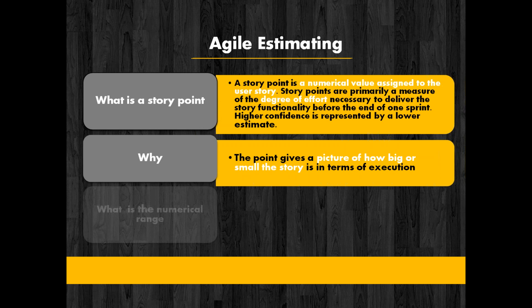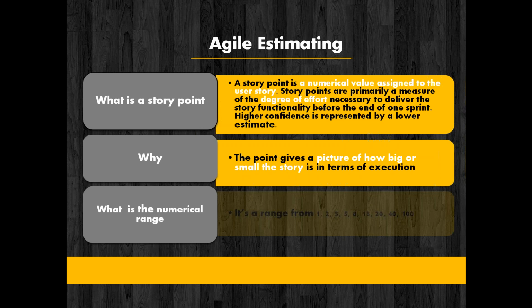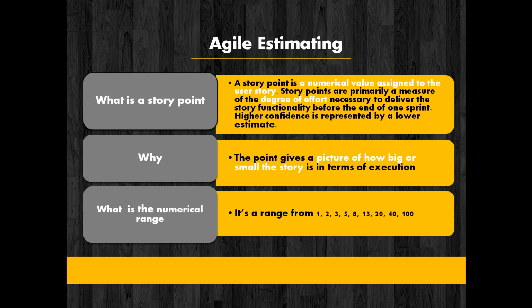And we have a particular range for using the story points, called the Fibonacci series, which is the range displayed on the screen. The addition of the first two numbers leads to the next number. So this is the range which we use for deriving the story points in Agile.